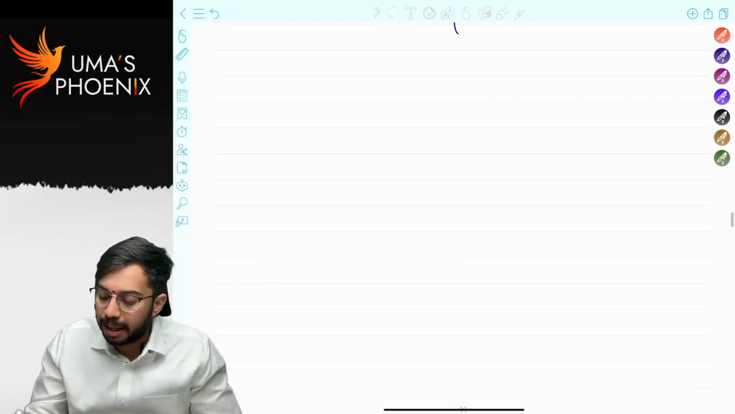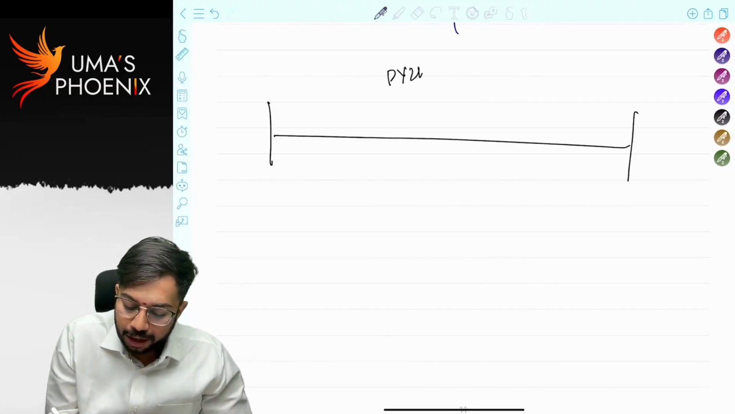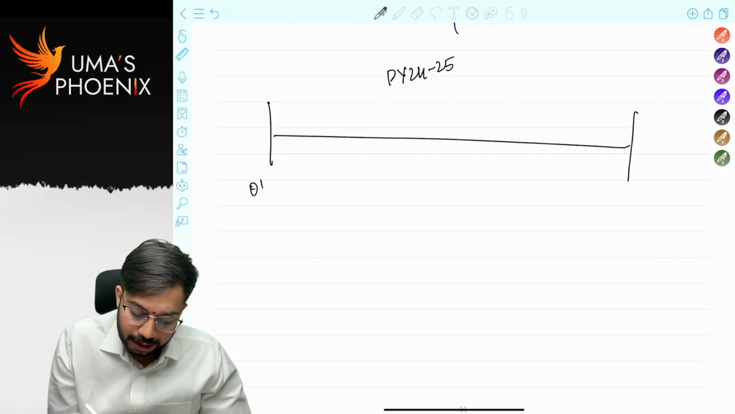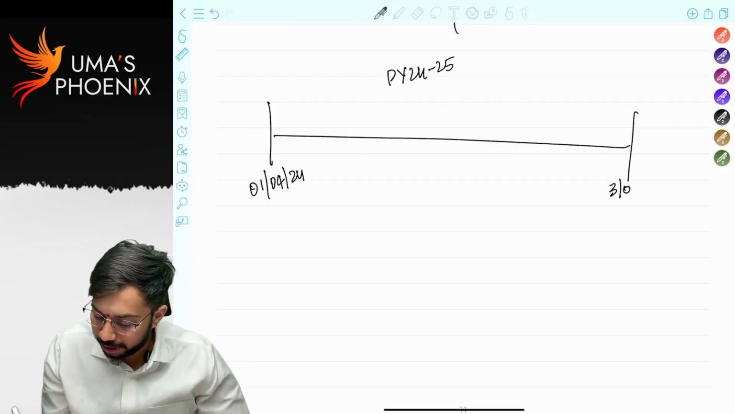I will tell one example. Previous year 24-25. What is the range? 1st April 2024 to 31st March 2025.